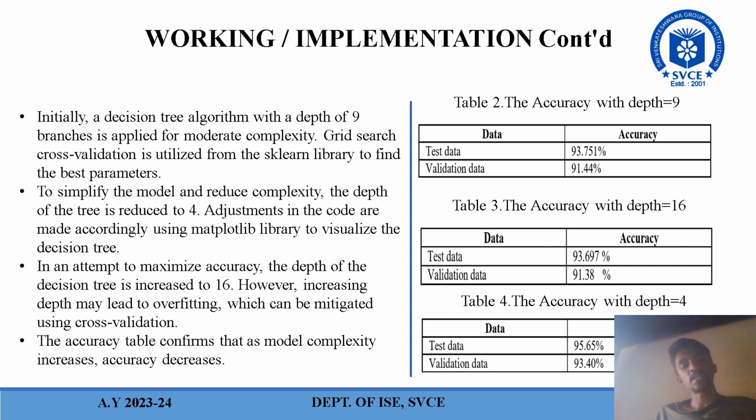This accuracy table confirms that as model complexity increases, accuracy decreases. In this table, you can see we have three results. Test data gives 93.697% accuracy for depth 16. When it comes to depth 4, we have 95.65%. So we can conclude that by increasing the depth, the accuracy will decrease. If the complexity decreases, then the model accuracy also increases.